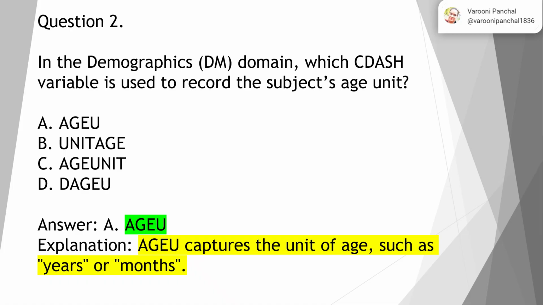Question 2. In the demographics DM domain, which CDASH variable is used to record the subject's age unit? Option B, unit age. This is not the right answer. Age unit. This is also not the specific right answer. D, age U. This is also not the right answer. So the correct answer is AGEU. AGEU captures the unit of age such as years or months.